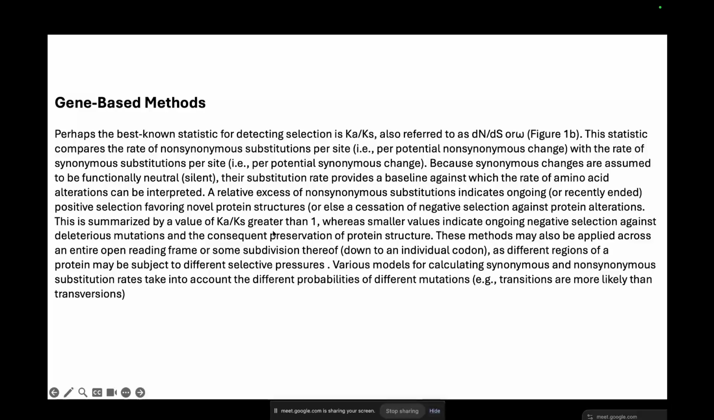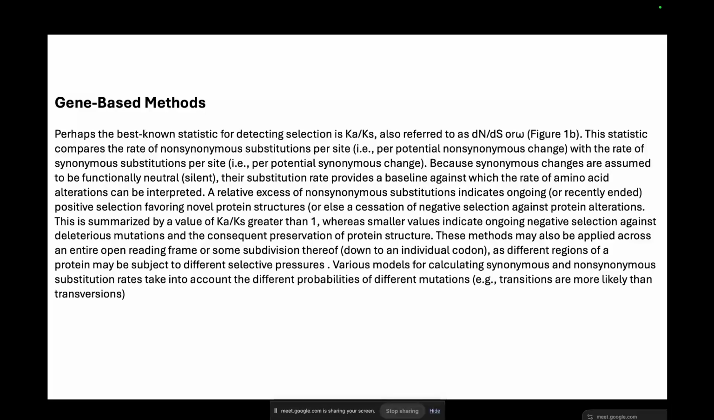So basically, if your value dN/dS or Ka/Ks, however you want to call it, is greater than one, it indicates positive selection, whereas smaller values indicate ongoing negative selection against deleterious mutations, because these missense or non-synonymous variations are to a certain level deleterious in nature, right? Because they're changing the protein, sometimes truncating the protein, and so on. So if it is greater than one, it is positively selected. If it is less than one, then negative selection is happening.